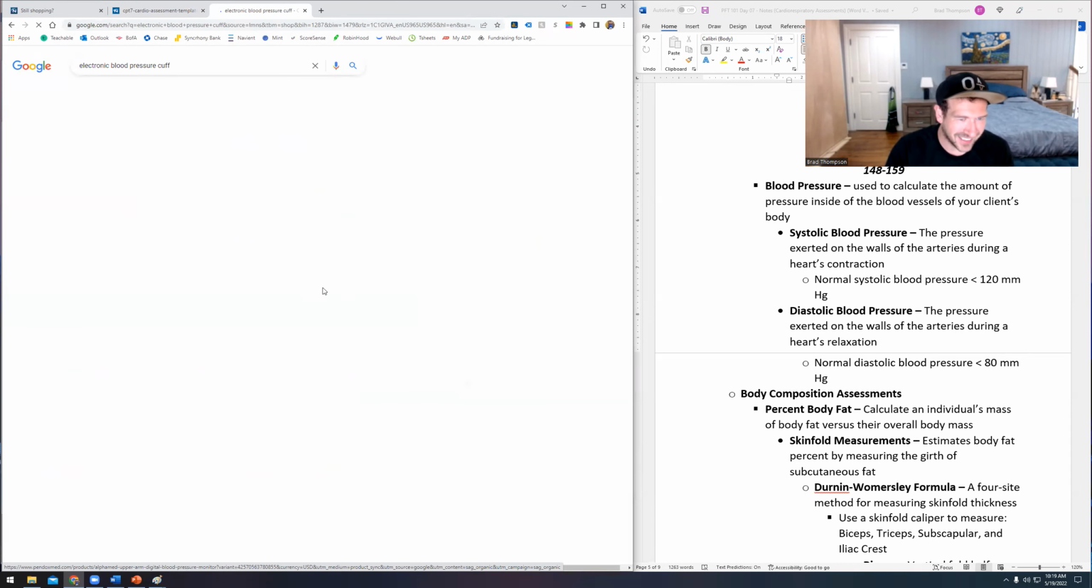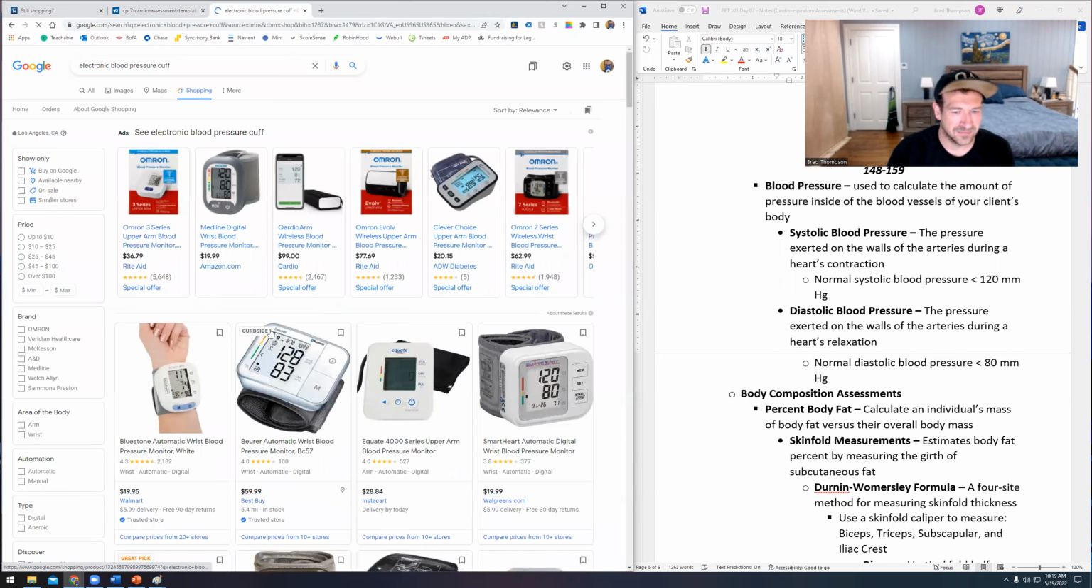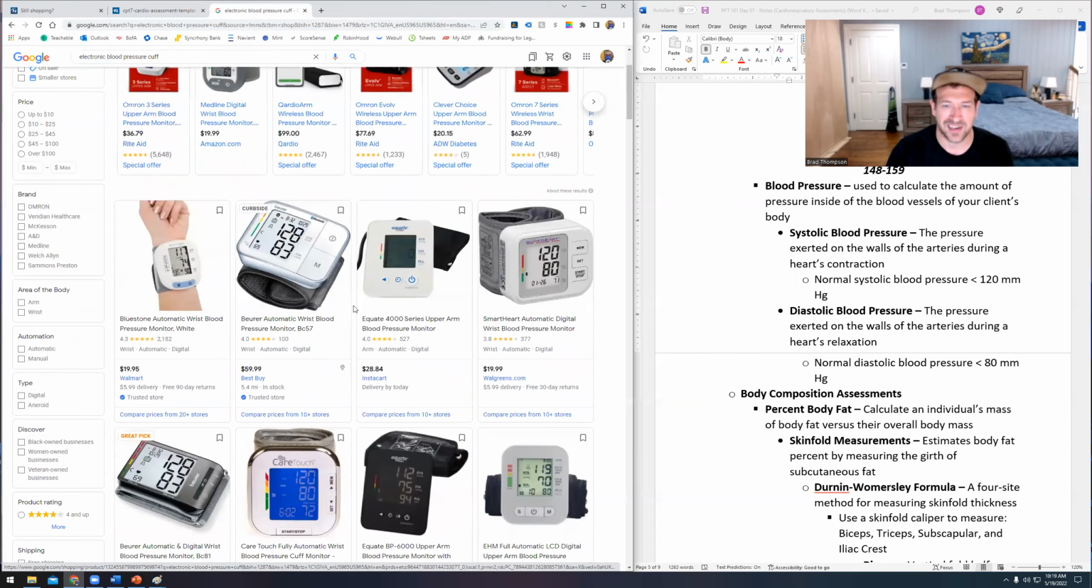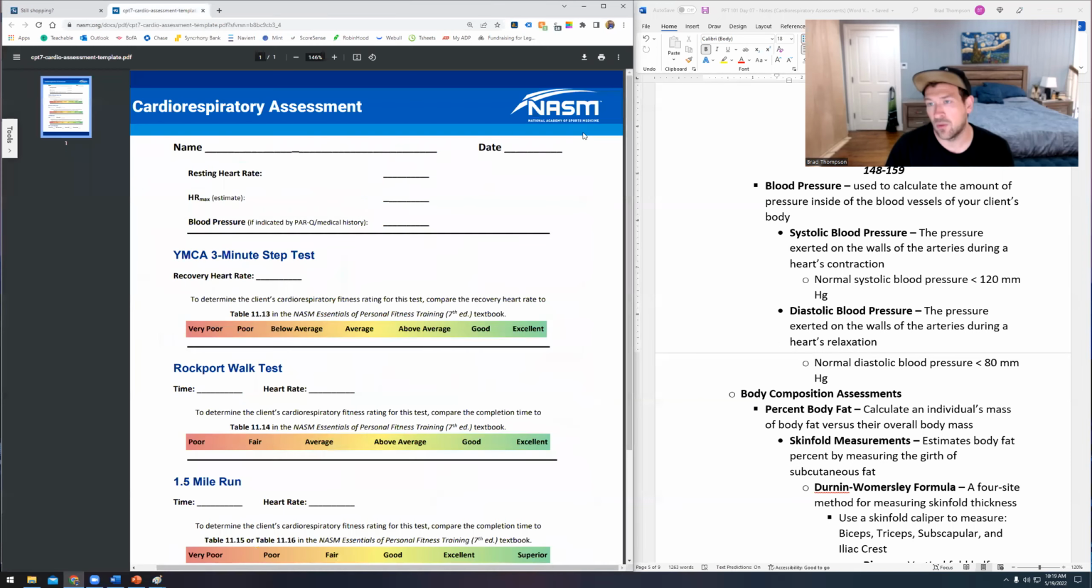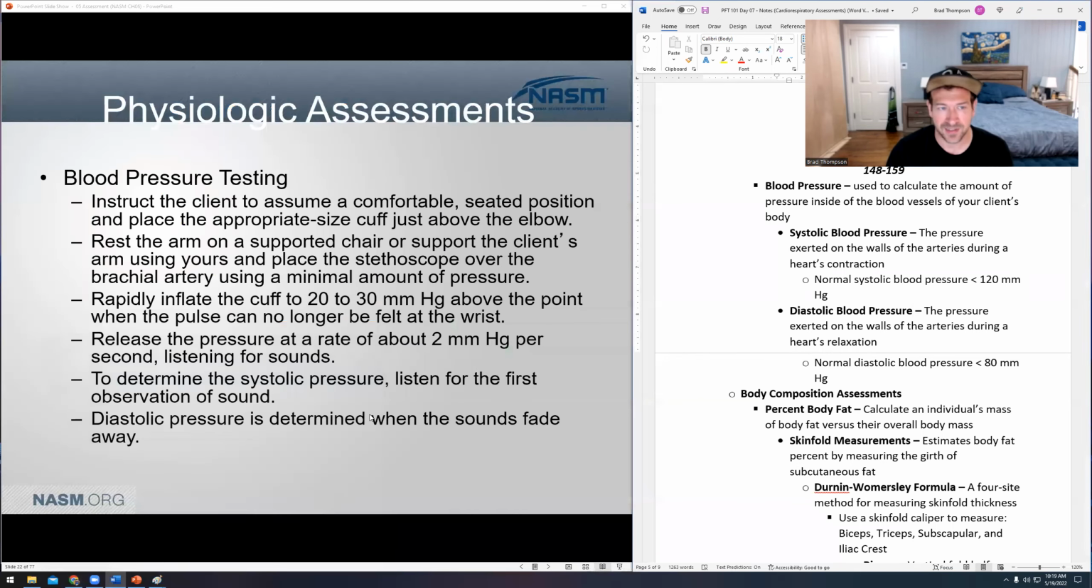Shopping. $20. That's a wrist one. I actually don't love the wrist ones. There we go. $20. So I recommend getting one of those and just using that with your clients.